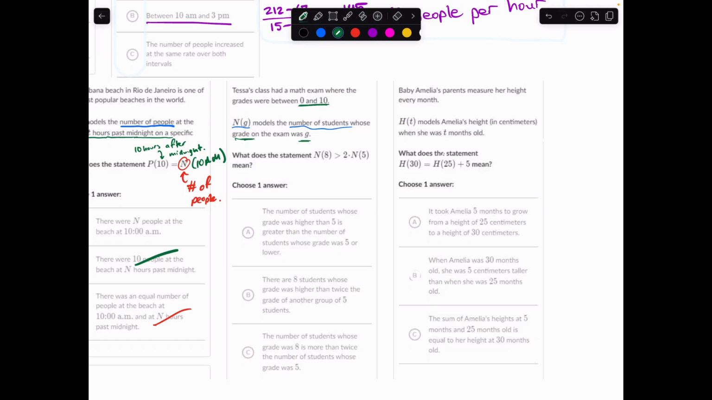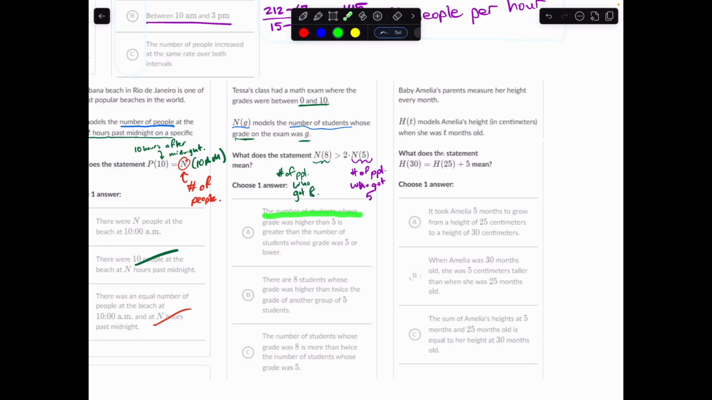So what they're saying here, N of 8, I should probably mark it this way. This is the number of people who got an 8 on their test, on their exam. And this, in a different color, N of 5 is the number of people who got a 5. All right, so let's check our options.